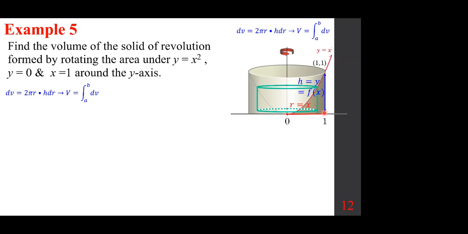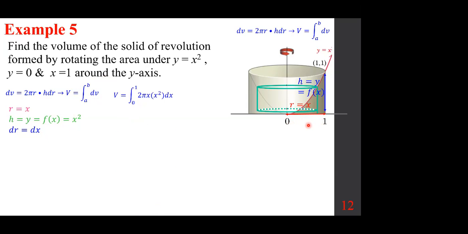So let's plug in. dV is 2 pi r h dr. We are going to replace the r with x. So this is the radius. This is the height. We're going to replace the h with y or f of x. F of x happened to be x squared. Therefore, the r becomes the x. Now plug in from a to b. We're going to go from 0 to 1.